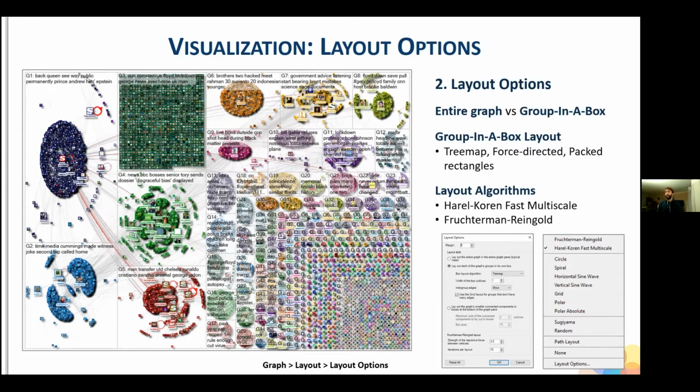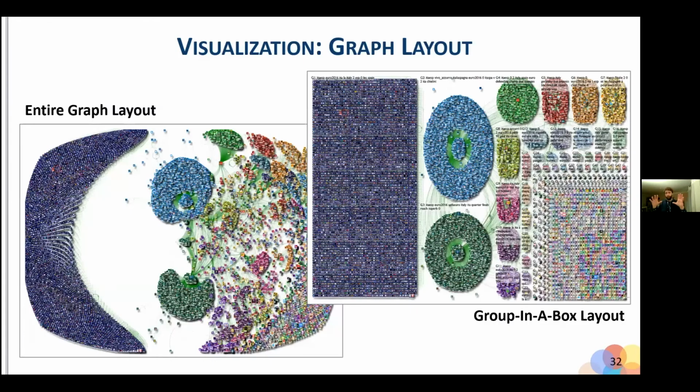There are different layout options. So I've mentioned group in a box layout and the entire graph layout. It does look pretty different if we just lay out everything in one large network map. That's what you see here on the left. And the same data set looks like this when using the group in a box layout. But sometimes it's good to look at both sides. Usually as a standard, we look at the group in a box layout because we have the content analysis directly involved, which helps us to very quickly understand or get an idea of what's going on in these clusters.